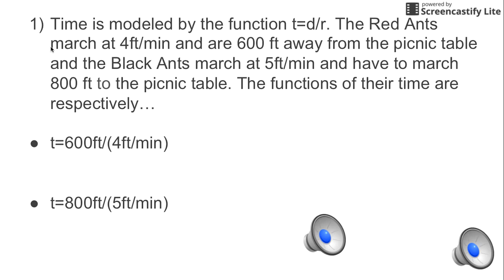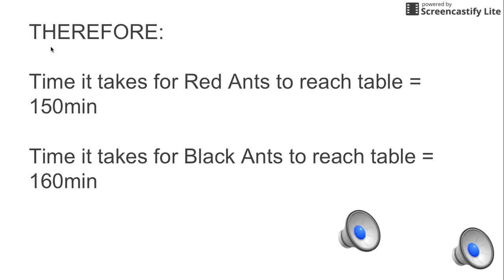Time is modeled by the function time equals distance over rate. The red ants march at 4 feet per minute and are 600 feet away from the picnic table, and the black ants march at 5 feet per minute and have to march 800 feet from the picnic table. The functions of their time are respectively t equals 600 feet over 4 feet per minute and t equals 800 feet over 5 feet per minute. Therefore, the time it takes for the red ants to reach the table is 150 minutes, and the time it takes for the black ants to reach the table is 160.